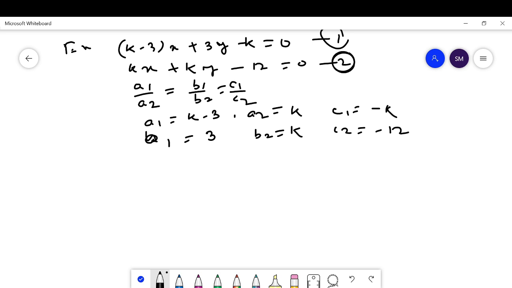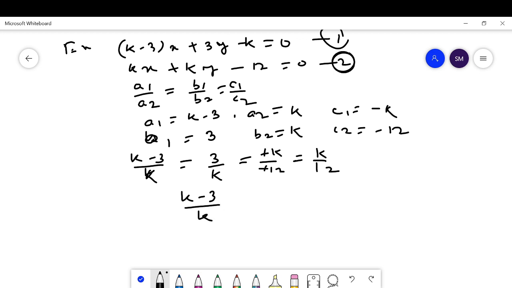Here the condition A1 upon A2, meaning K minus 3 upon K, is equal to B1 upon B2, meaning 3 upon K, which is equal to minus K upon minus 12. Minus minus cancel. This is K upon 12. This means K minus 3 upon K is equal to 3 upon K. K cancels. Then K minus 3 is equal to 3. Then K is equal to 3 plus 3, which is 6.